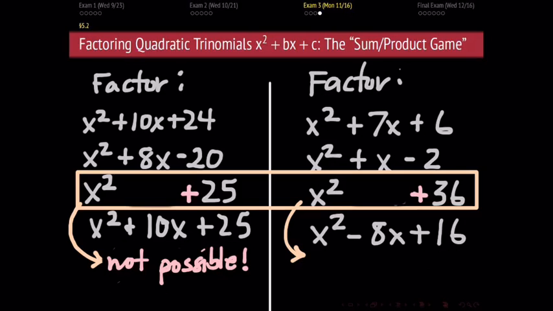That's one of the limitations of the method that we learned today: it won't work every time. No matter how hard we look, we're not going to be able to find a pair of numbers which multiply together to give me 25 and which add together to give me 0. It's not going to happen.